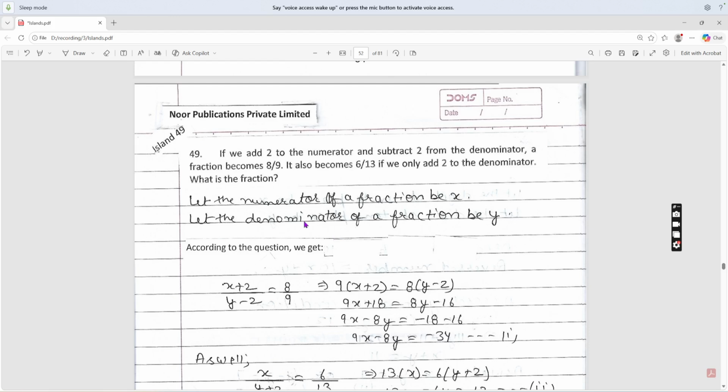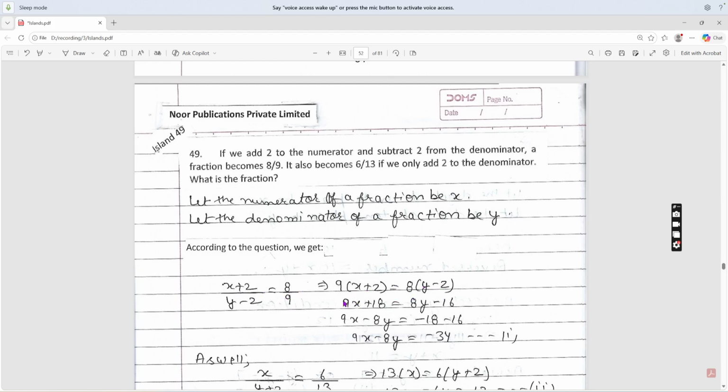Very simple. Let the numerator of a fraction be x, let the denominator of a fraction be y. Now we are going to add 2 in the numerator and subtract 2 from the denominator. So when we do it, we get 8 upon 9. It means (x plus 2) upon (y minus 2) is equal to 8 upon 9. Now just cross multiply. (x plus 2) into 9 is equal to 8 into (y minus 2).